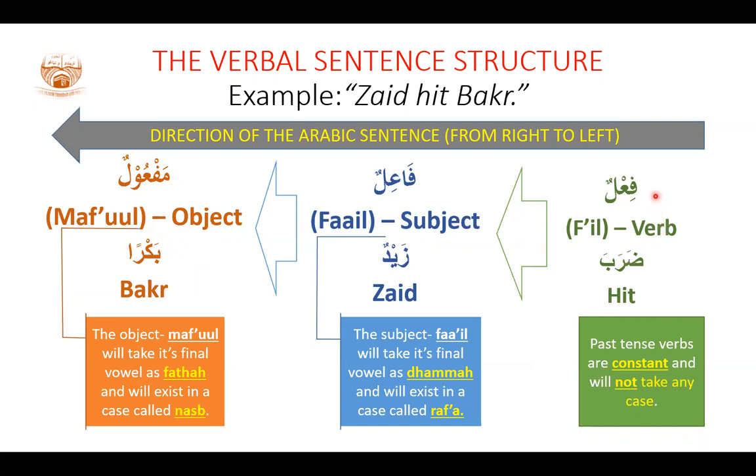Now, what can we say about the verb? The past tense verb is considered to be a constant and will not take any case. The fa'il, the subject, we learned, exists in a case called rafa, just as the subject and the predicate of the nominal sentence both exist in the case of rafa. In a like manner, the subject of the verbal sentence, which is called the fa'il, will also exist in the case of rafa. And we mentioned that rafa will usually take what vowel? The vowel dhamma, that's right.